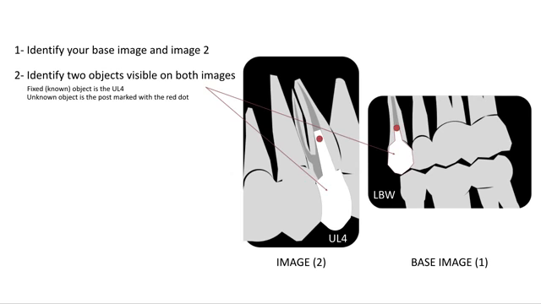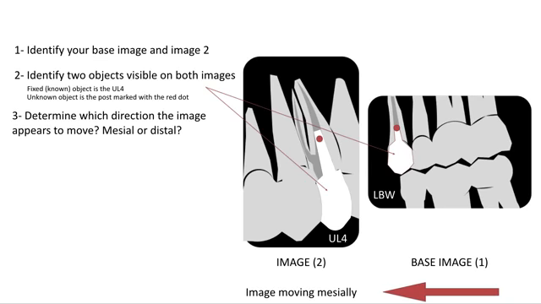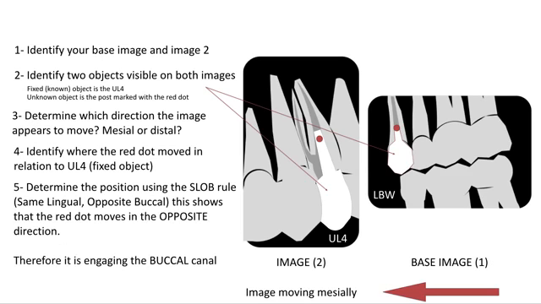Now we need to determine which direction the images appear to move in. Here, image 2 appears to move mesially from image 1, because in image 2 we are now seeing upper left 2 and 3 which were not visible in image 1. Next, let us determine where the red dot has moved in relation to the fixed object, the upper left 4. The red dot seems to be moving away from the direction of the mesial shift. So by using the SLOB rule, same lingual, opposite buccal, the red dot is moving in the opposite direction. Therefore, the post is engaging the buccal canal.